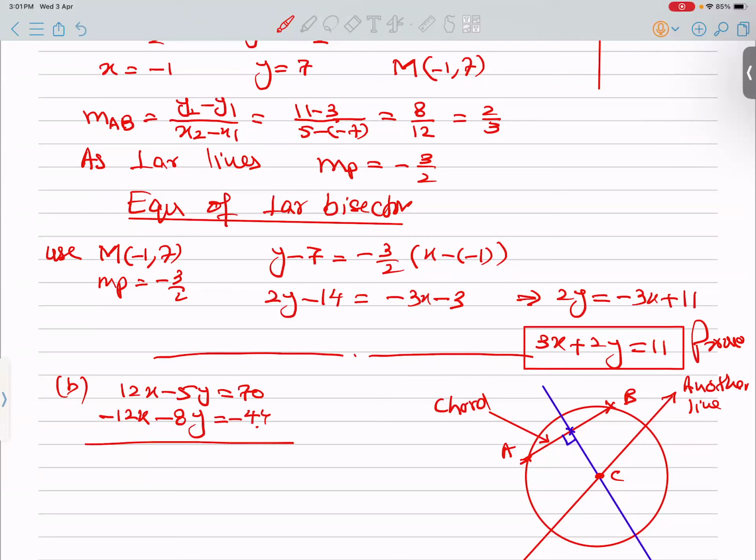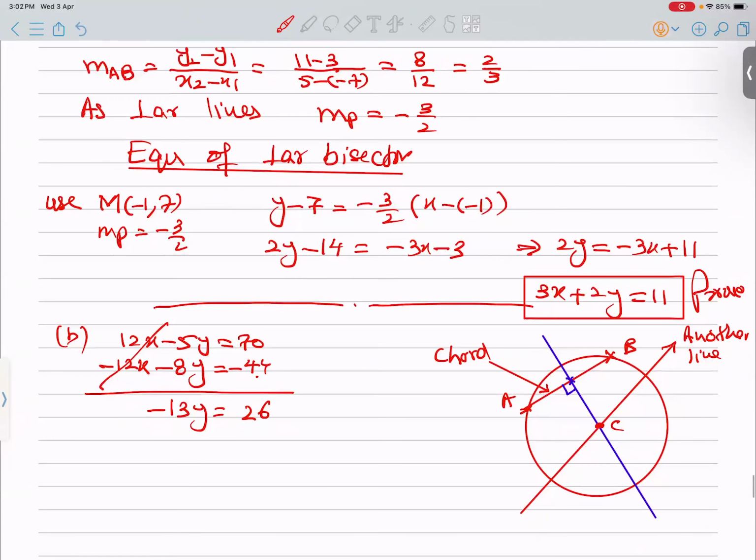Let's recheck once again. Times 4: 12, times 4: 2, times 4: 11. They cancel out. Negative 13y. And from 70, I got 6, and from 6, I got 20. So this is clear, and positive. And when negative 13 divides, I get negative 2. So this is clear. Now this negative 2, I'm plugging it here into any one equation.